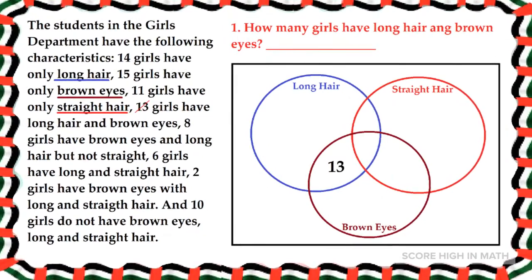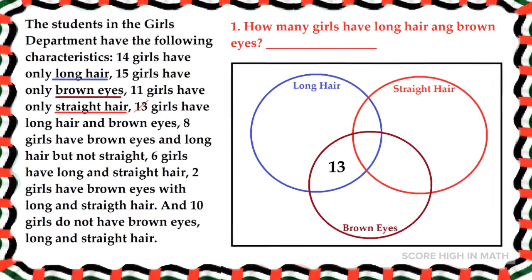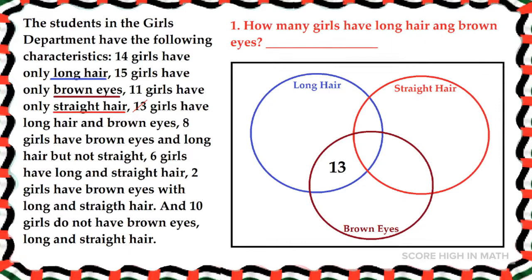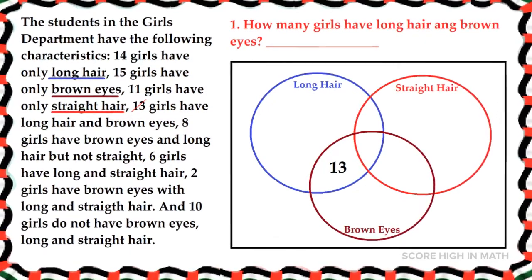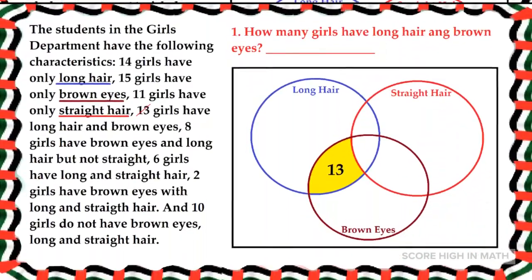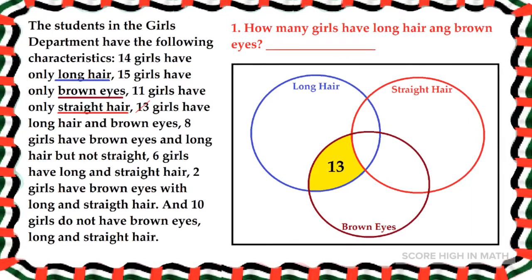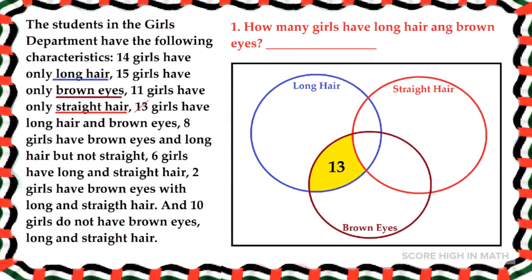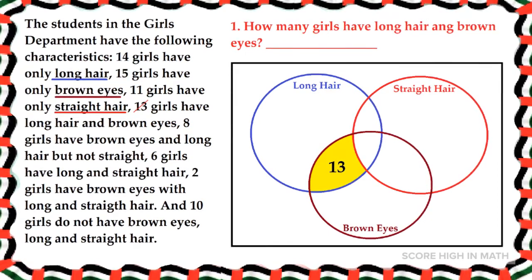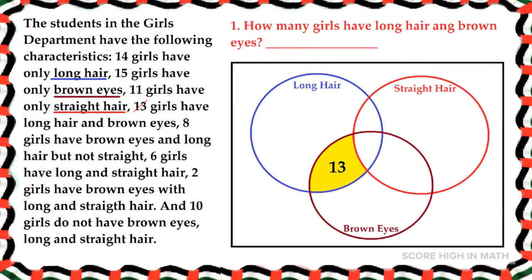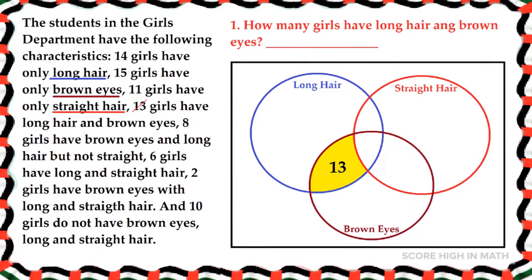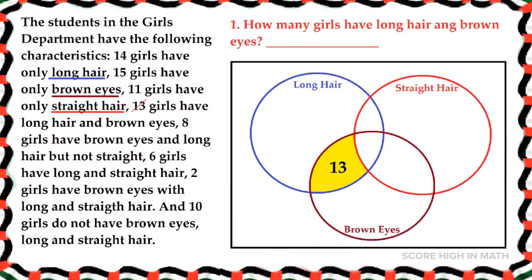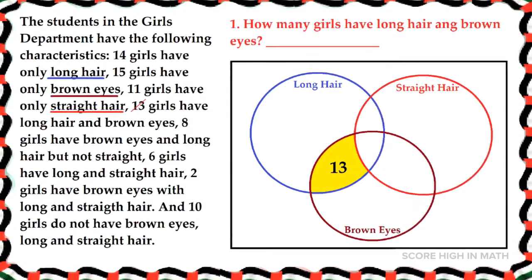So let us draw the Venn diagram to answer each question one by one. Let us represent the long hair with the blue color, the straight hair with red color, and the brown eyes with brown color. Let us place the elements in each set one by one. The 13 girls have long hair and brown eyes. So, the long hair and brown eyes intersection is the one that I shaded. And I placed the number 13.